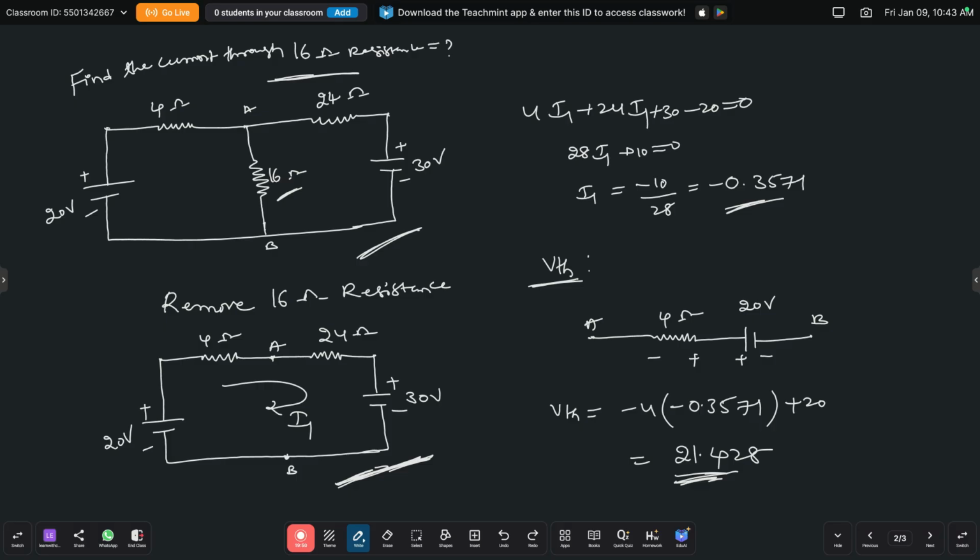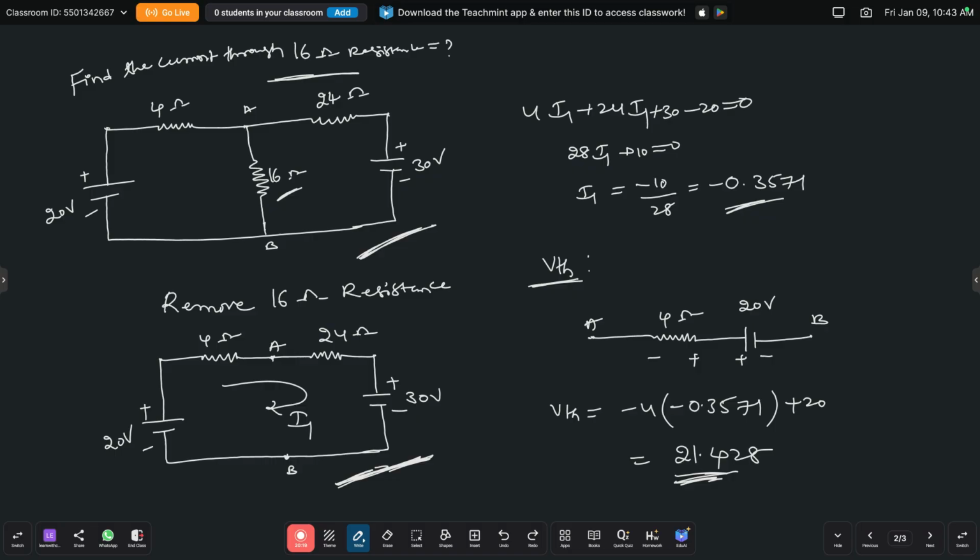So this is Thevenin's theorem. So once again, see here, this is the question. We need to find the current through the 16 ohm resistance. To find the current through the 16 ohm resistance by applying Thevenin's theorem, we follow some procedures. First we need to find the current, then we find V Thevenin and R Thevenin, and finally we draw the equivalent circuit and find the total current.